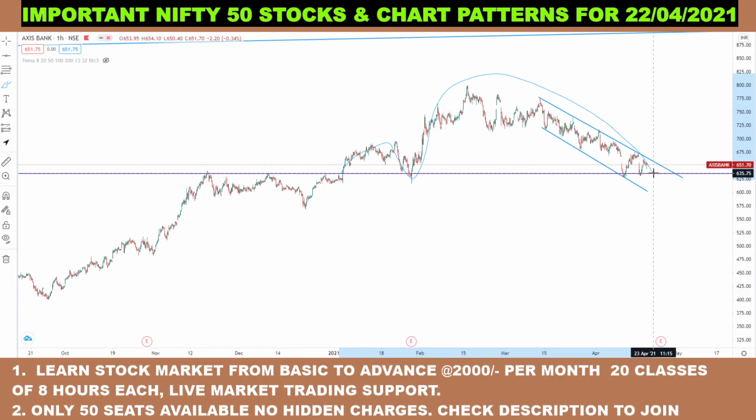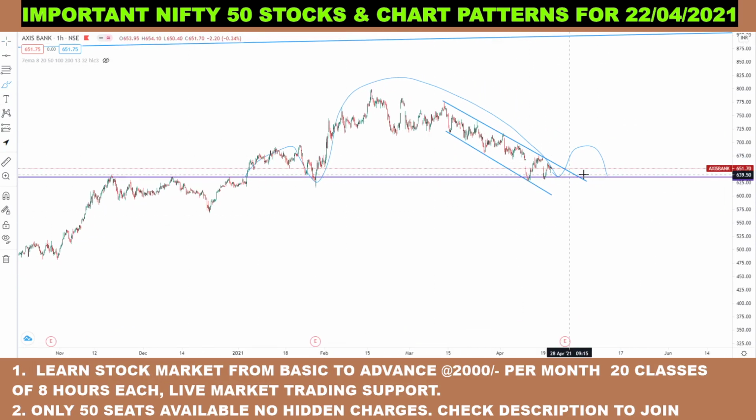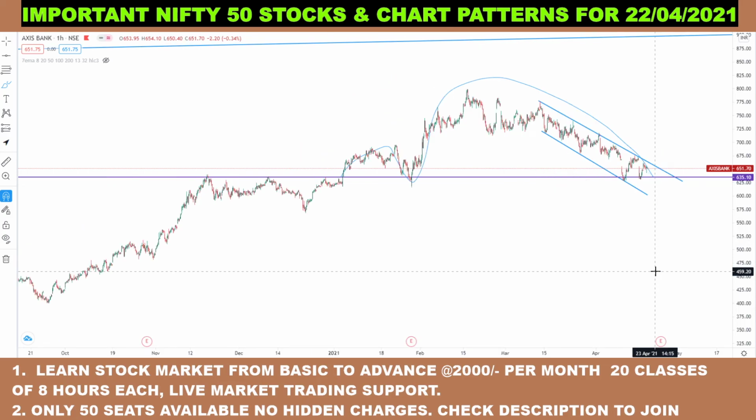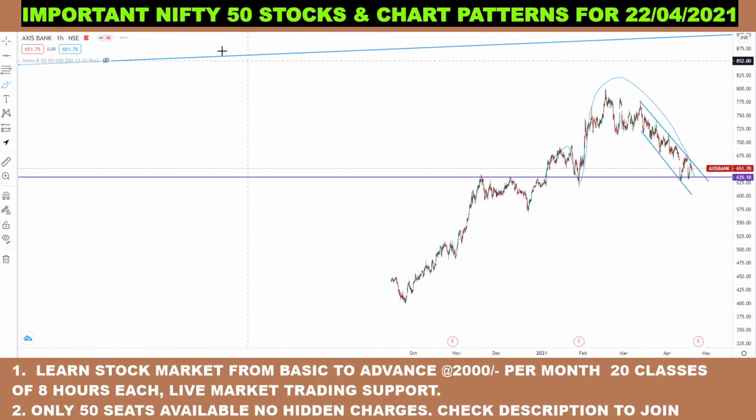So what can happen in this stock? If the stock comes here again, takes support, and tries to bounce back, then it will bounce till the 690 rupees region and then start to fall. And if this shoulder gets completed in 4, 5 or 10 trading sessions, then this stock may fall to huge levels.